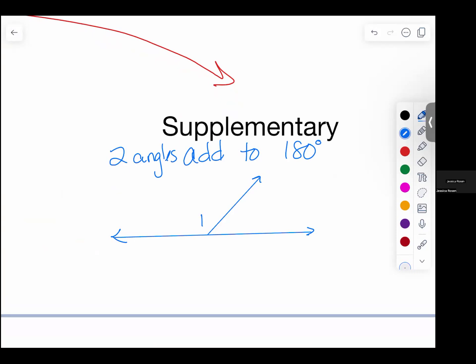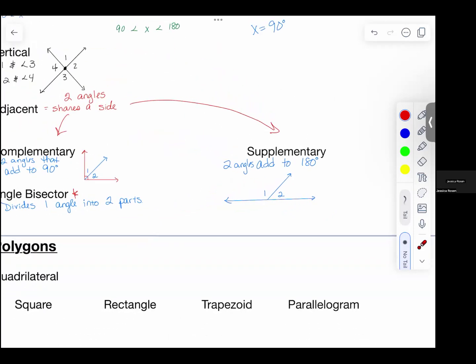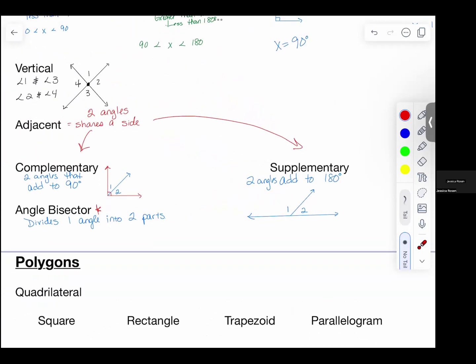So we could have angle 1 and angle 2. And then there's lots of things that we know here. We should know that this is going to be an obtuse angle because it's greater than 90. This is going to be an acute angle. They're going to add to 180 degrees. And they're also adjacent because they share this bisector, and the bisector is this piece here. So all of this information is all going to be useful as we're going into how to solve things.